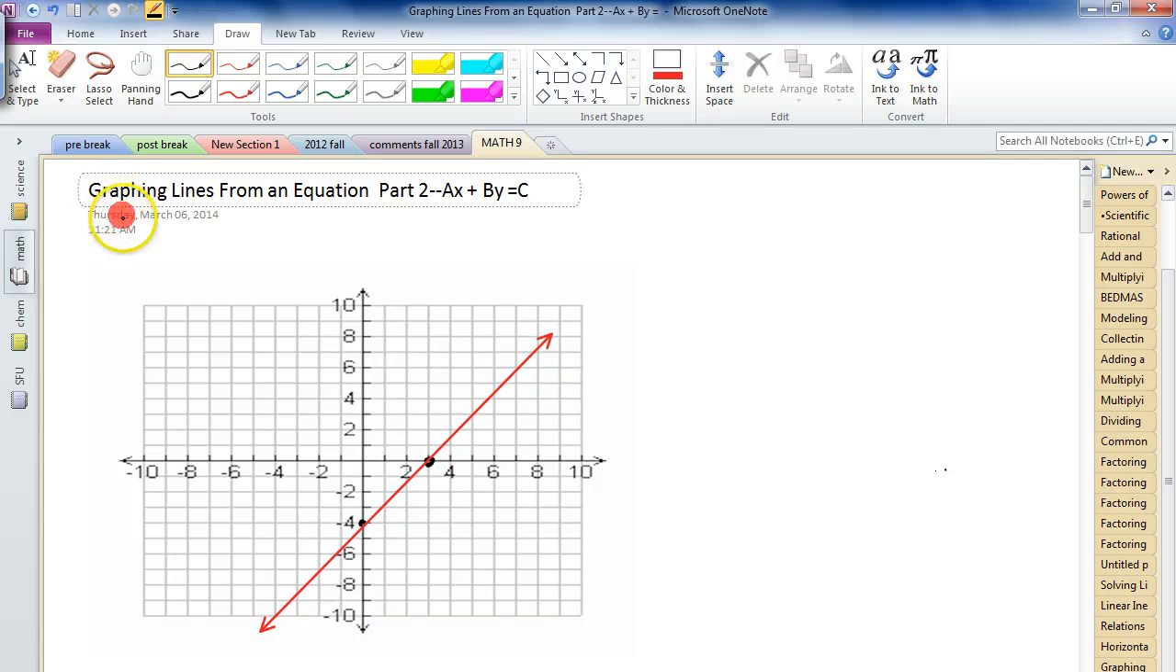So now we're taking a look at part 2 of this graphing lines from an equation set of lessons, and we're taking a look at lines that look something like this: ax plus by equals c. Now, let's not worry about that right now. This will make more sense later. Let's just first focus on this typical line here.